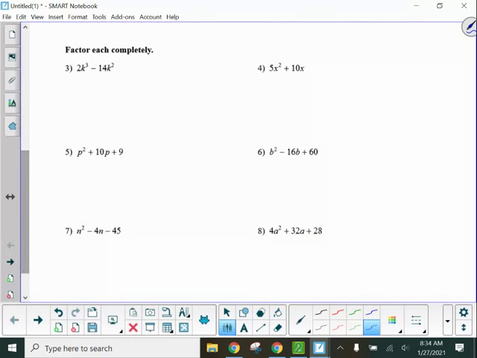So 3 through 8, we're factoring. This does say factor completely. Number 3 is a greatest common factor question. This is very similar to what you had to do in J1 on IXL. So you want to take out what you can divide the numbers by and take out your biggest letter. Same with number 4.